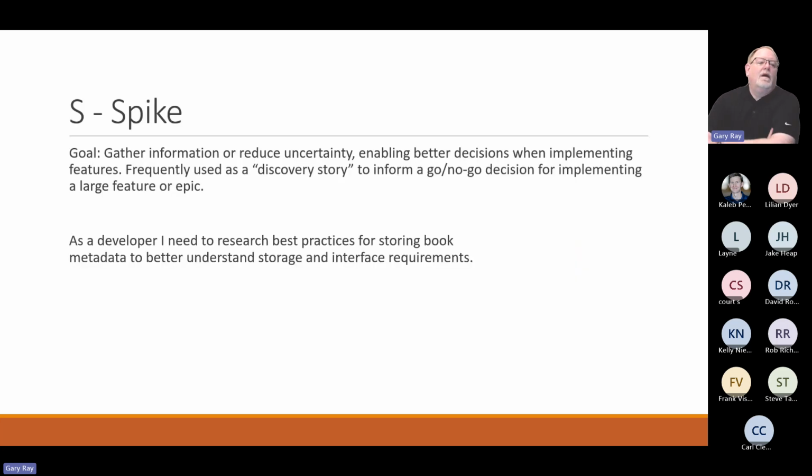The S in spider refers to spike. And the goal of a spike is to gather information to reduce uncertainty. We want to make sure that we have the best information we have when we go ahead with implementing features. And there may be places where we have a high level of uncertainty. We use these as discovery stories. The primary use on the teams that I work with is to use a spike to inform a go or no go decision for implementing a large feature or an epic.